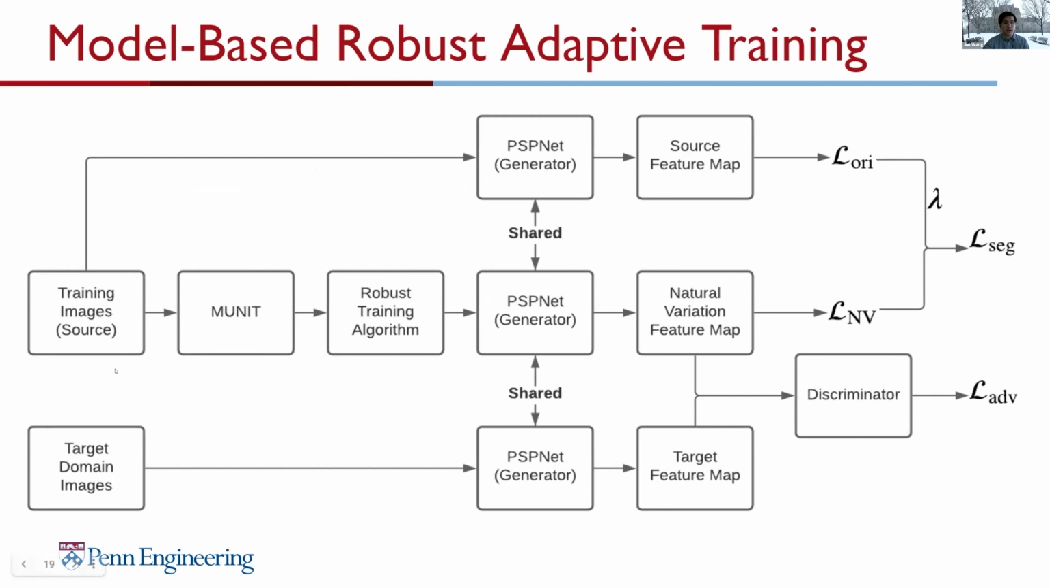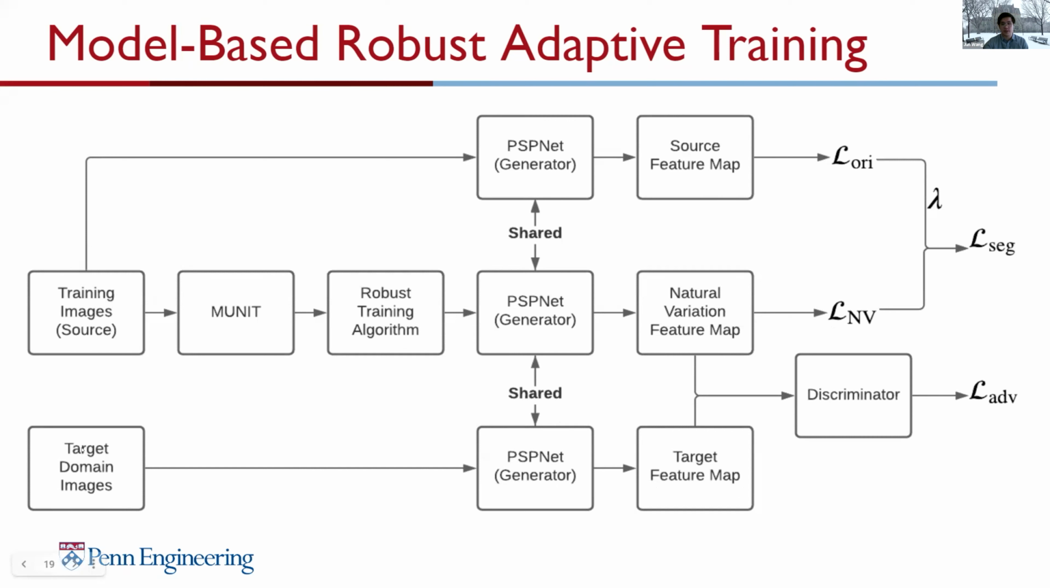So in the middle part is the model-based robust training algorithm, where we feed our source domain image into a pre-trained natural variation model and use our robust training algorithm to find the maximized loss, which represents the worst case scenario of natural variation. And then we feed it into our segmentation network. Here we use the PSP network to generate a natural variation feature map.